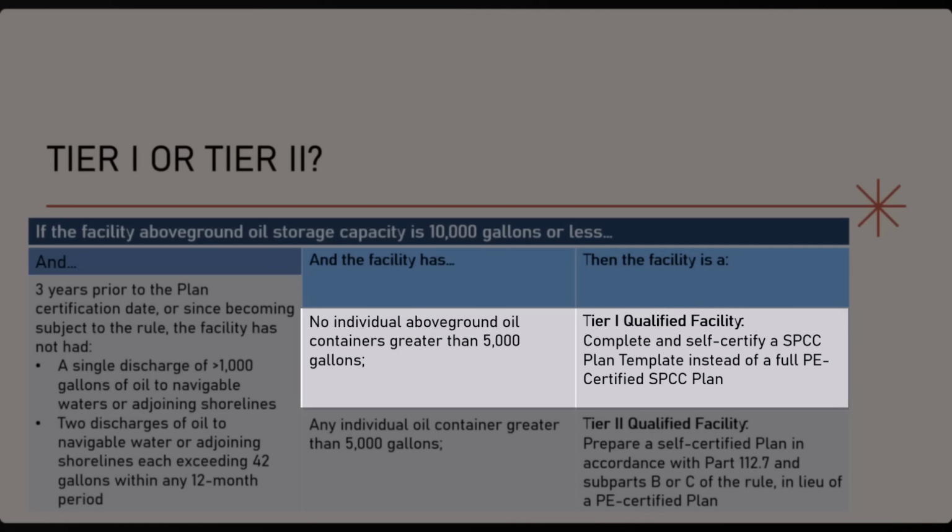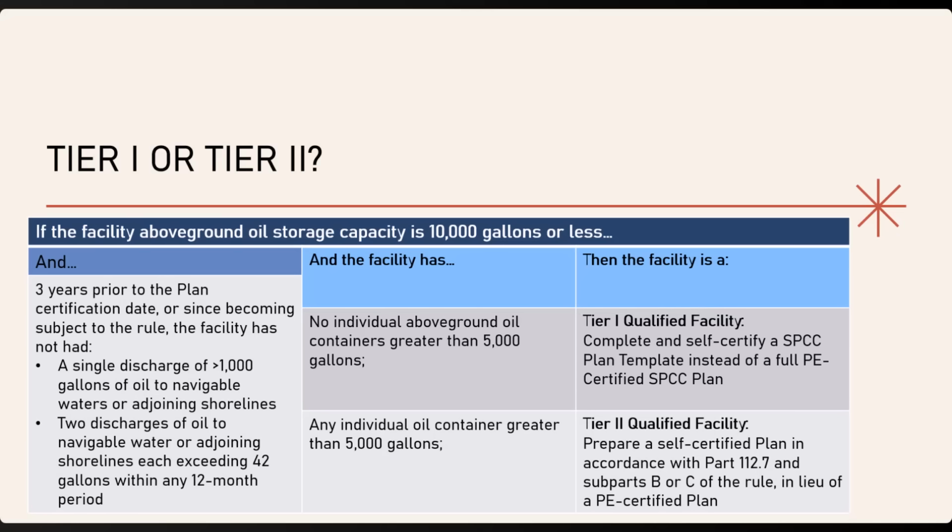If it meets those spill requirements and the facility has no individual above-ground oil container greater than 5,000 gallons, then it is a Tier 1 qualified facility. You can complete and self-certify an SPCC Plan template instead of developing a full PE-certified SPCC Plan.